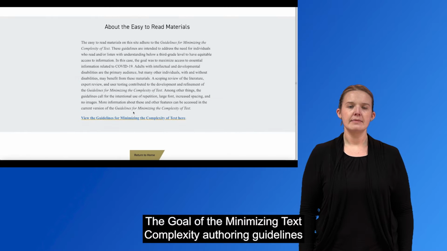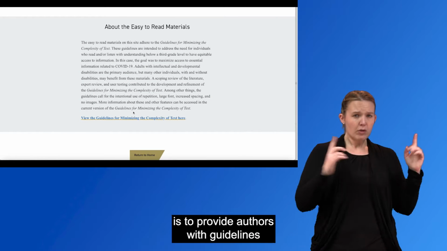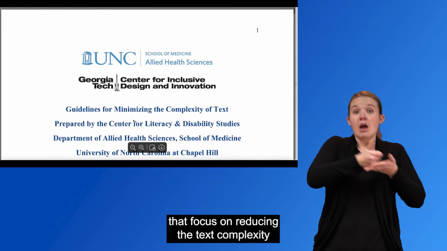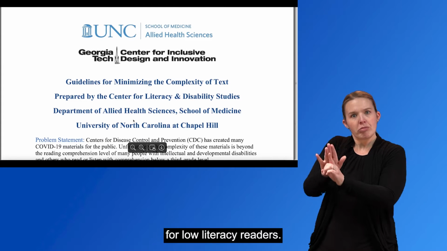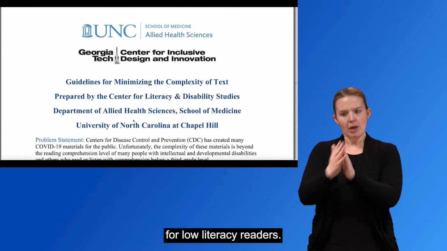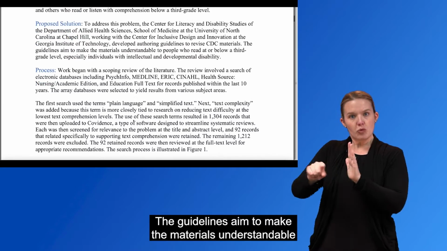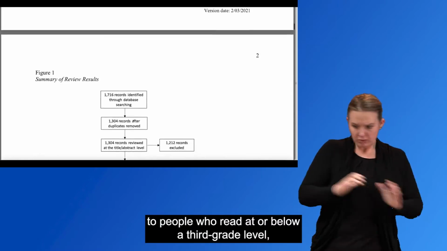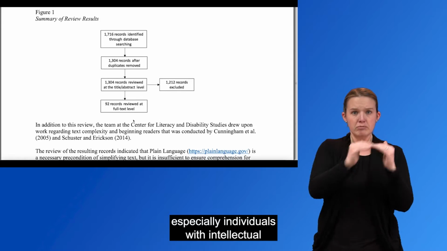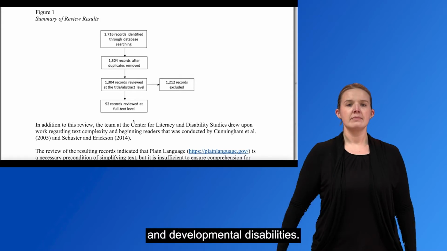The goal of the Minimizing Text Complexity authoring guidelines is to provide authors with guidelines that focus on reducing the text complexity for low literacy readers. The guidelines aim to make the materials understandable to people who read at or below a third grade level, especially individuals with intellectual and developmental disabilities.